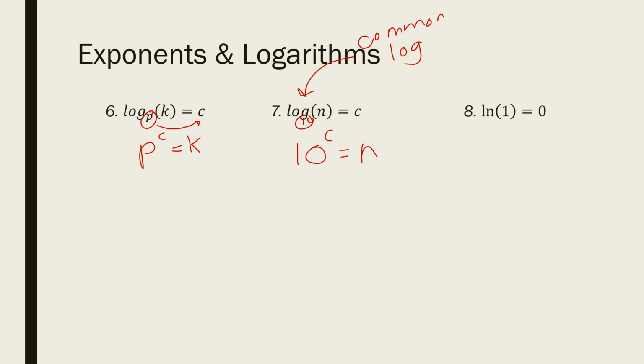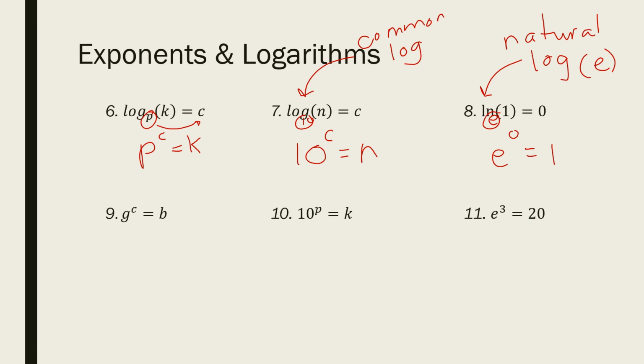Now, number 8, this is still a logarithm. It's written differently, though. Ln is called the natural log. It goes with the natural base e. So in this case, if the base isn't written, Ln is natural log. The base here is e. So the way we would write this one, start with your base, e to the 0th power equals 1. The base stays the same. It's everything else that switches.